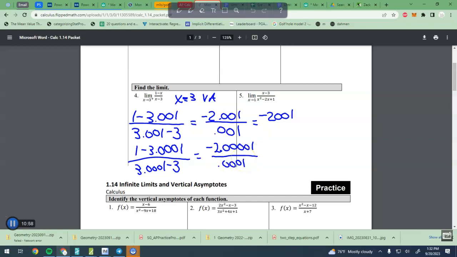Now I get 200,001. So as I get closer and closer and closer to 3, what is going to happen to this number? It's going to get closer and closer and closer to negative infinity. Good.